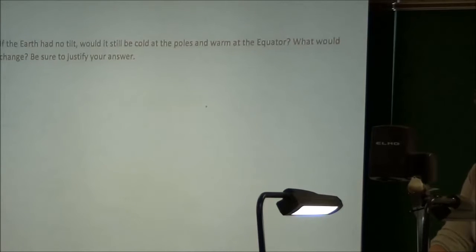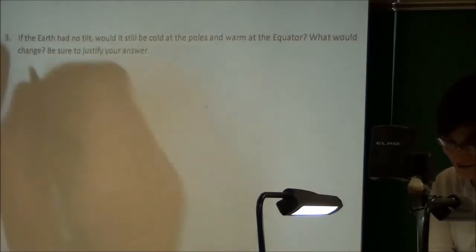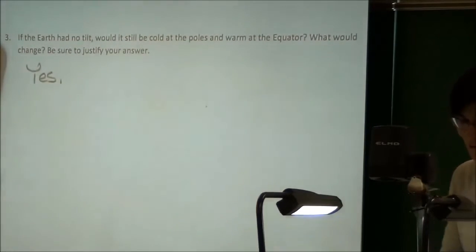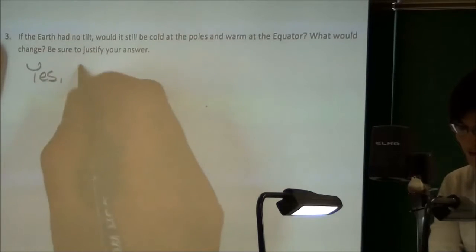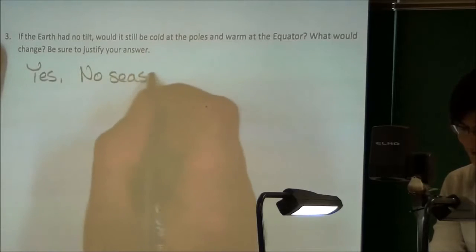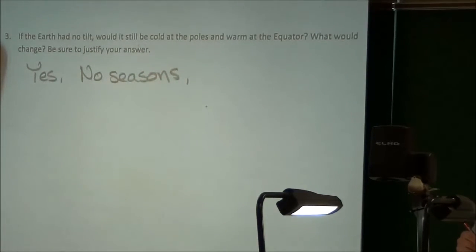If the Earth had no tilt, would it still be cold at the poles and warm at the equator? Yes. What would change? Seasons. There would be no seasons. Why? It would be cold at the poles still because the energy from the sun doesn't directly hit the poles like it does the equator. Exactly.